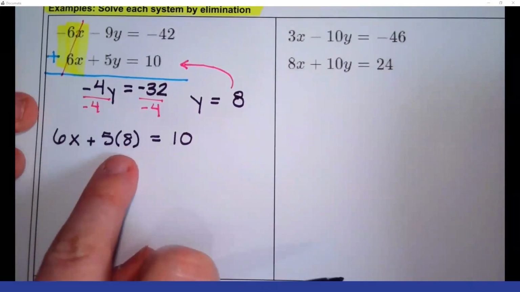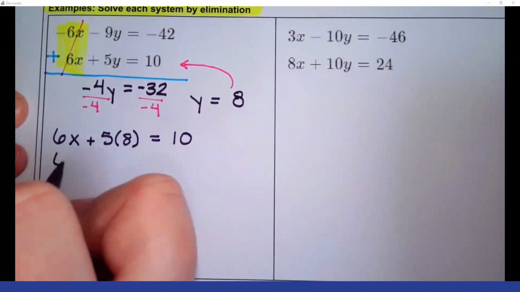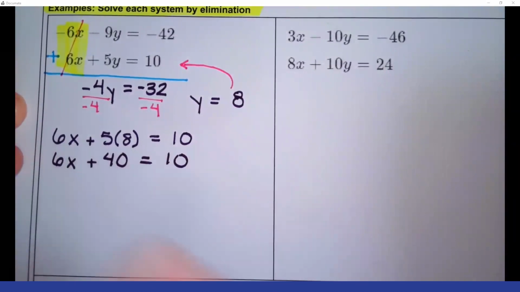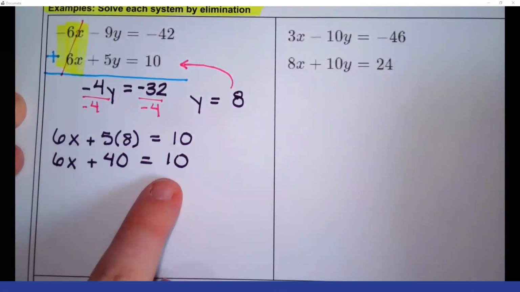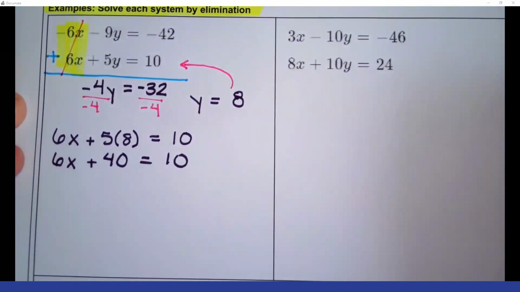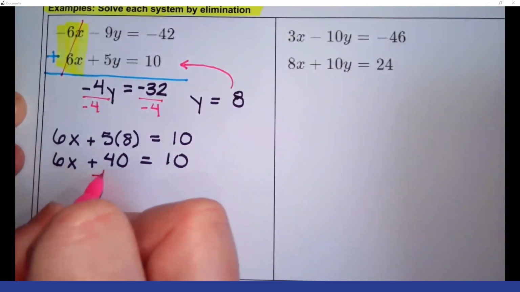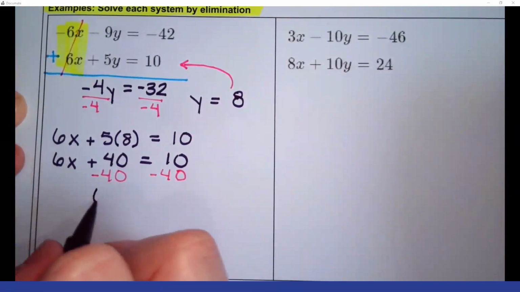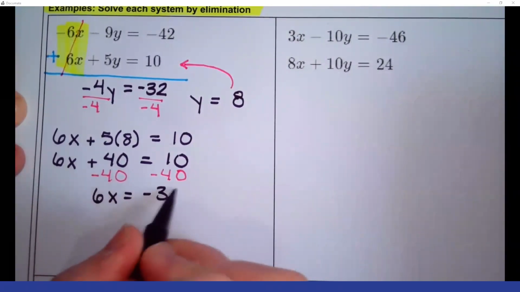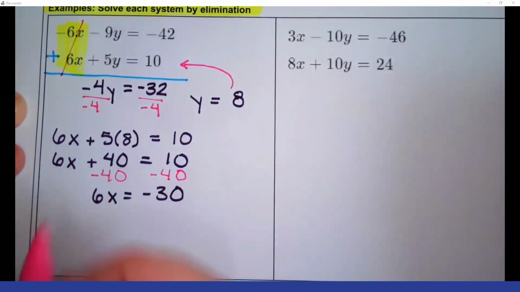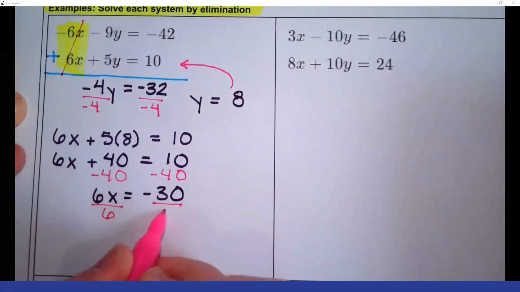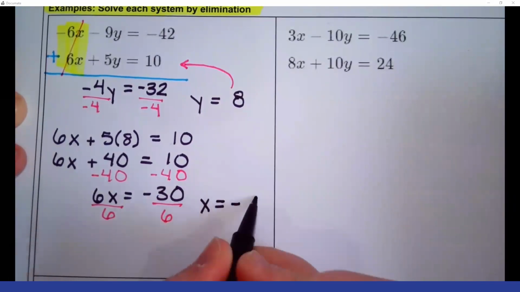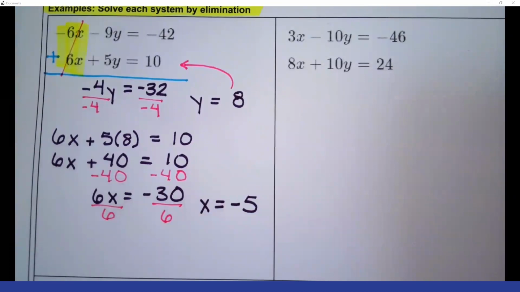Now we have to simplify the 5 times 8. So we have 6x plus 40 is equal to 10. Now we have a 2-step equation to solve for x. We're going to subtract 40 from both sides. 6x is equal to negative 30. And then divide by 6. And we get x is equal to negative 5.